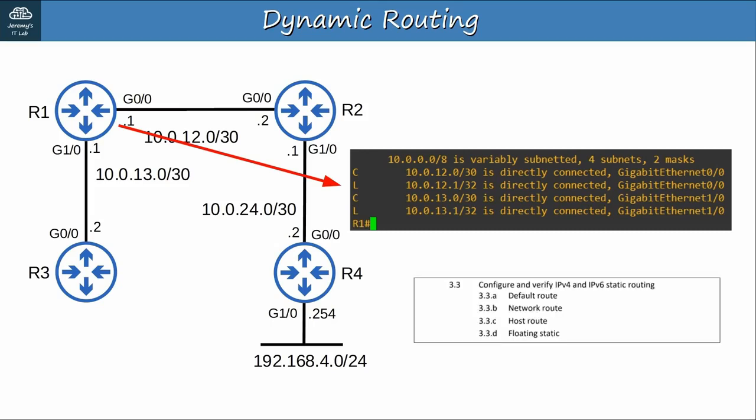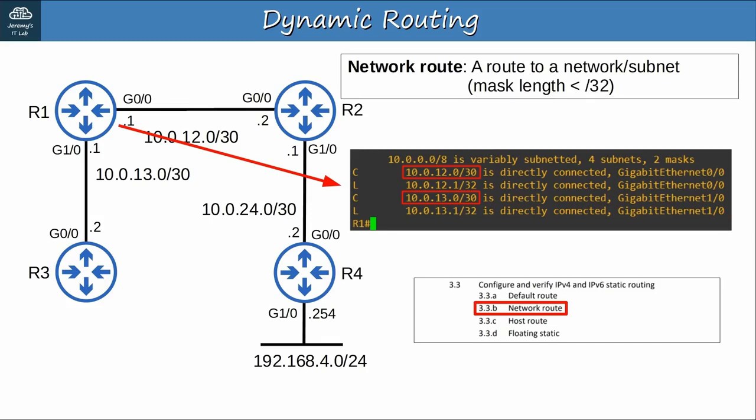Let me take a minute to clarify a few points on the exam topics list. These two routes here, 10.0.12.0/30 and 10.0.13.0/30, are examples of network routes. A network route is simply a route to a network or subnet. In other words, a route with a mask length less than /32. For example, if we configure a static route to 192.168.4.0/24, that's a network route also. It's not a route to a single host, but a route to a whole subnet.